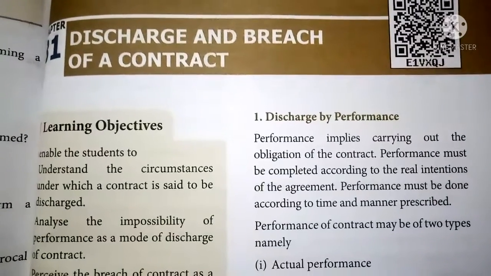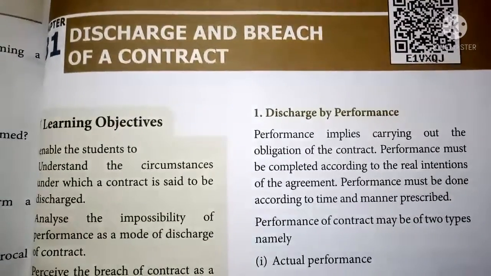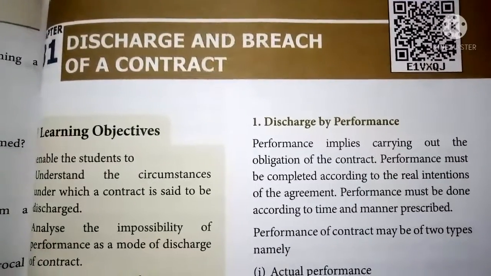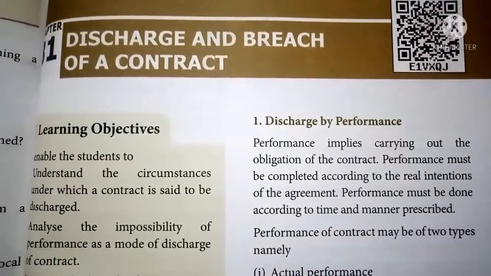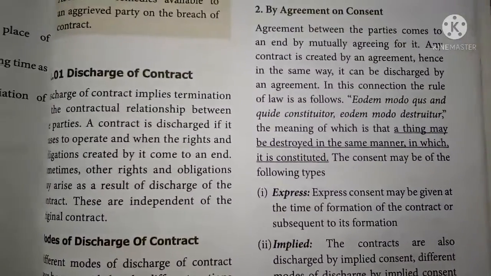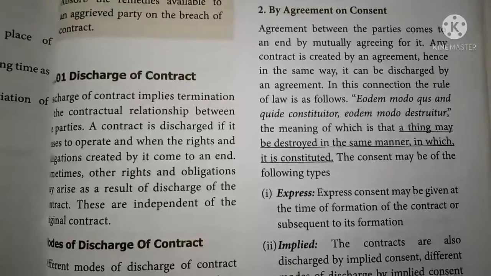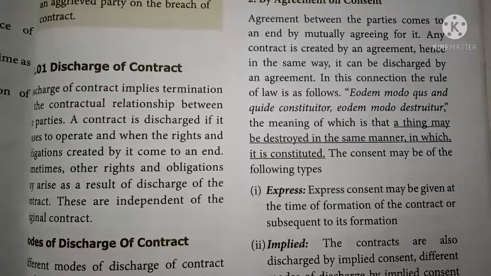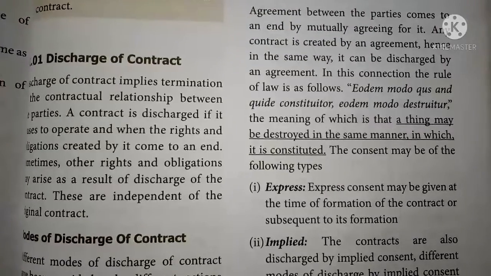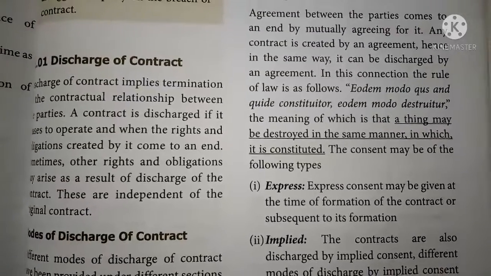Good morning, students. Today we discuss a new chapter in the 11th commerce subject: discharge and breach of a contract. So discharge of contract means it implies termination of the contractual relationship between the parties. That is, the contract will come to an end.